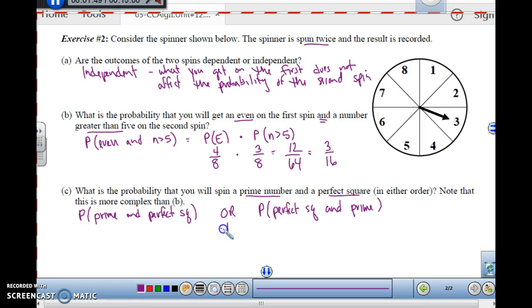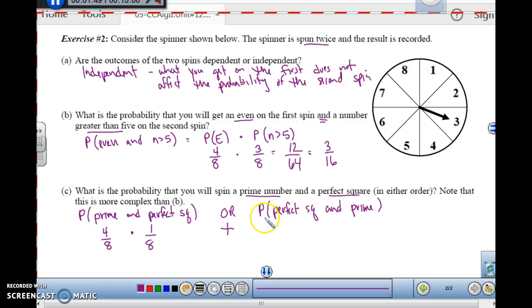Well, "or" means you add. So the probability of the prime and a perfect square, we would multiply the probabilities. And means multiply, or means add. All right, so the probability of getting a prime number: well, the prime numbers would be 2, 3, 5, and 7. So there's 4 out of 8. And how many perfect squares are on this spinner? Well, there's only one. 4 is a perfect square, so it's going to be 1 out of 8.